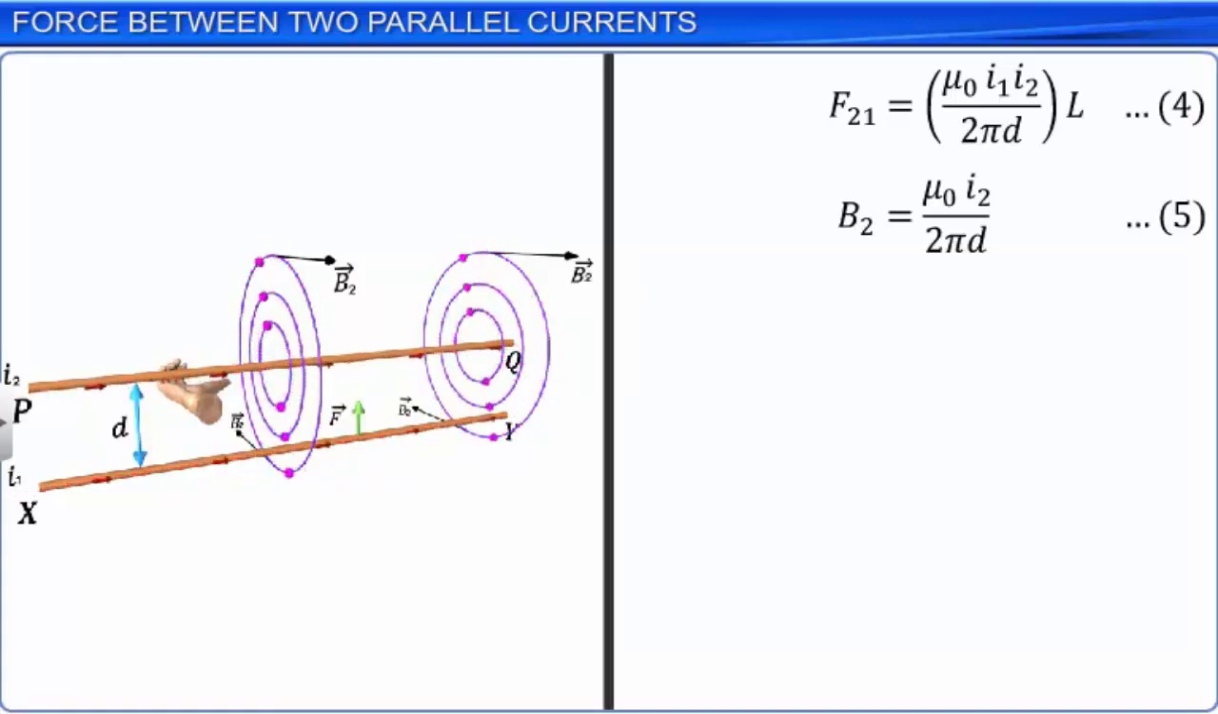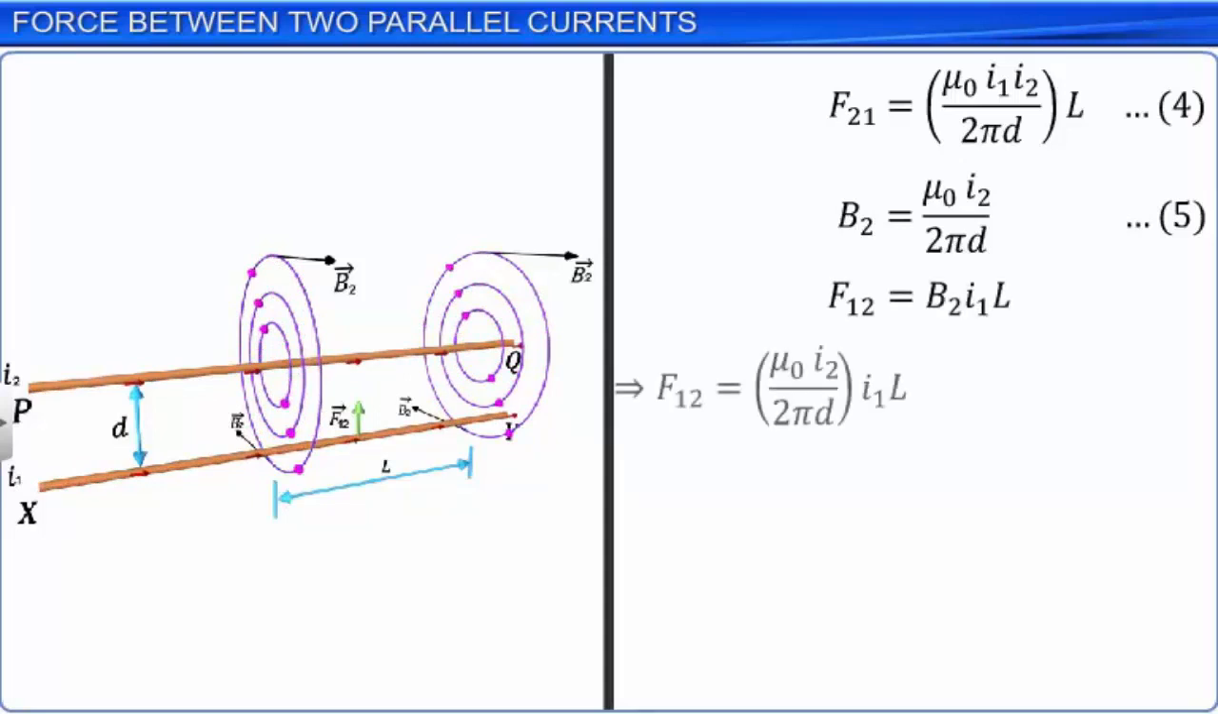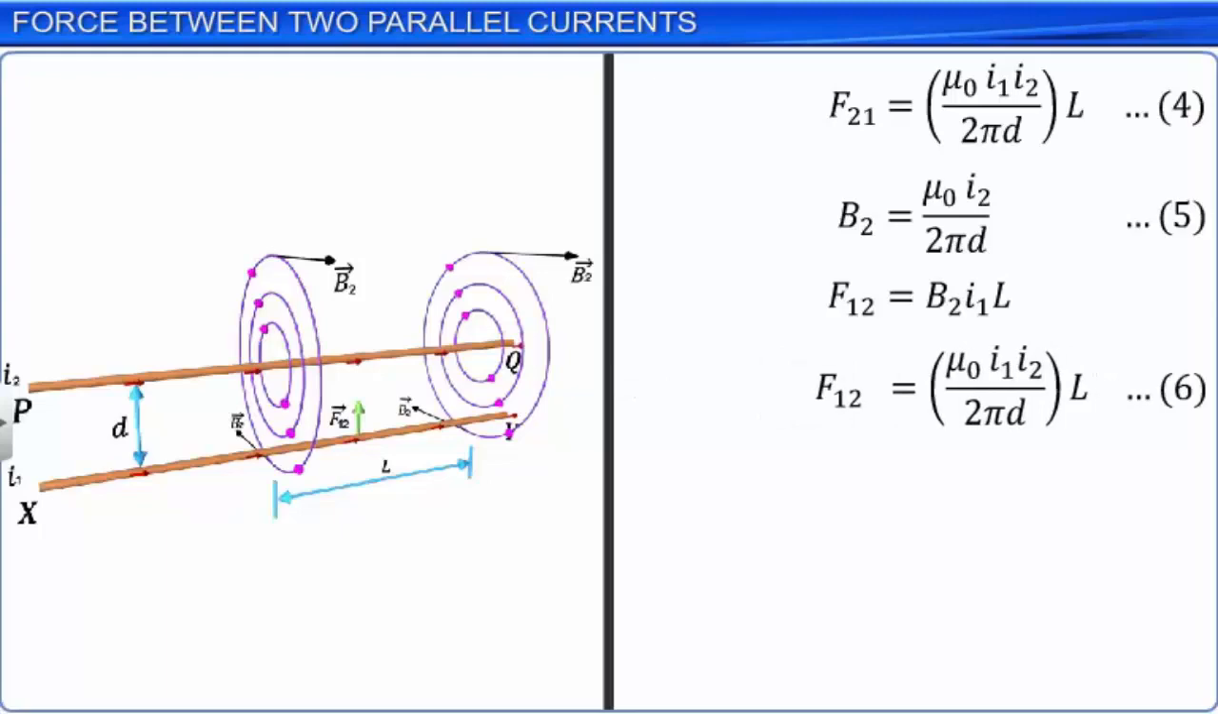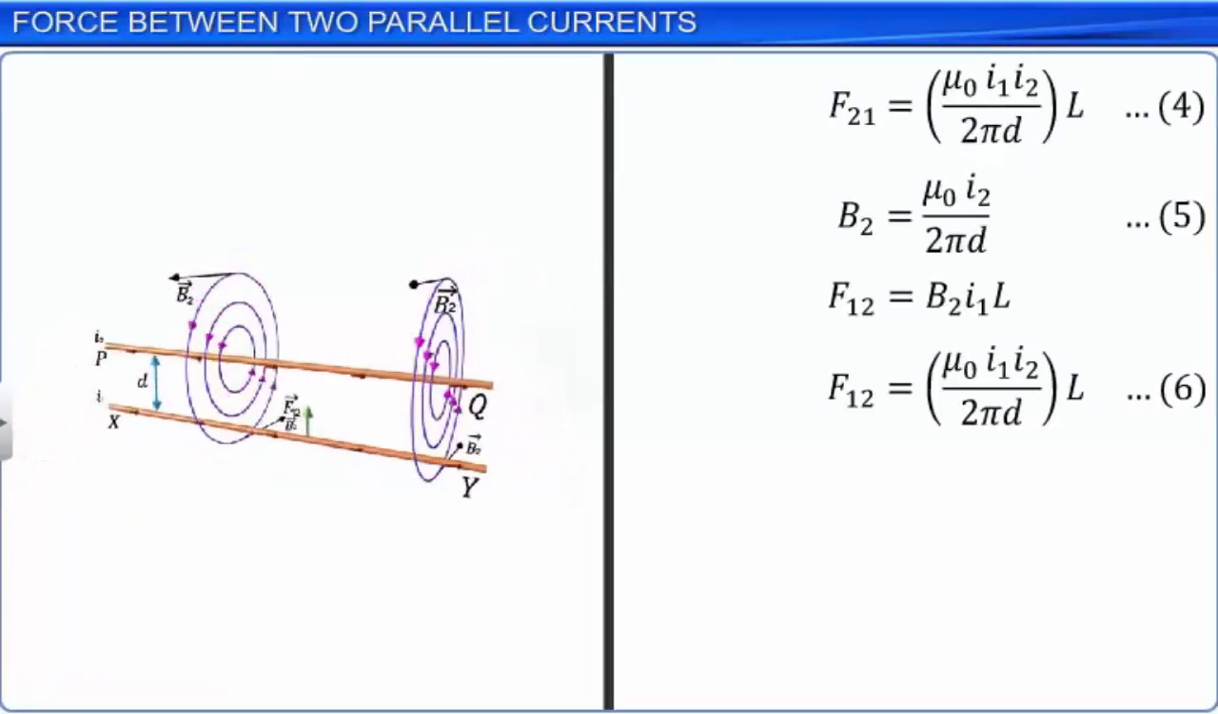The magnitude of the force acting on the segment conductor XY of length L due to the magnetic field produced by the current through conductor PQ is F12 is equal to B2 I1 L, which is equal to mu naught I1 I2 by 2 pi d into L. Let this be equation 6. The direction of this force can be found by using Fleming's left-hand rule, and the force acting on the conductor XY is towards the conductor PQ.